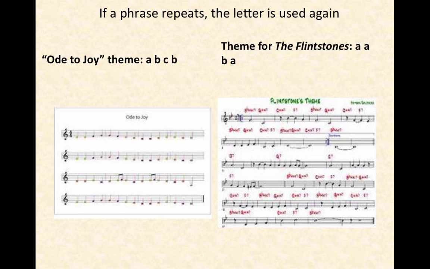Let's take a look at Ode to Joy. We can describe this theme as A, B, C, B, where phrases are novel or different than other material around them. A motive is shorter than an actual melody, although we can use a motive to build a melody.